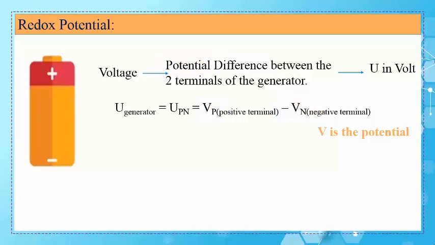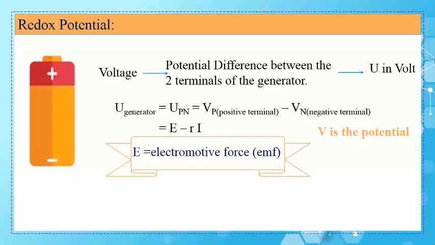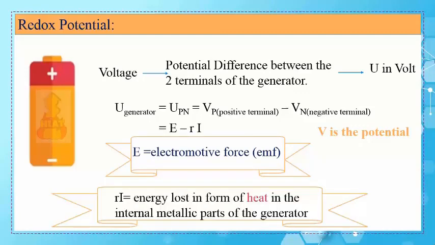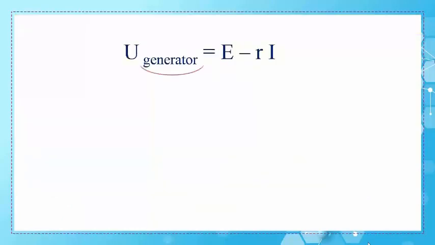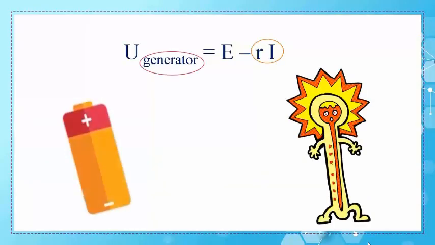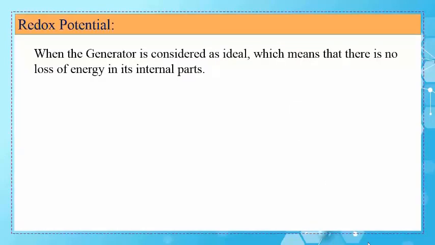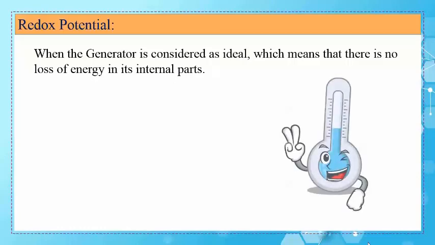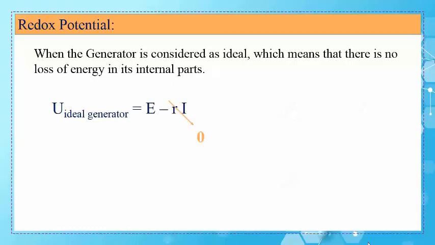You've also taken that this same rule is equal to E minus Ri, where E is known as the electromotive force, and Ri is the energy lost in the form of heat in this electric generator. So some generators lose some energy in the form of heat. However, other generators are considered ideal. This means that no internal energy is being lost, so that the Ri given is equal to 0. Then simply the potential difference of an ideal generator is equal to E, the electromotive force.